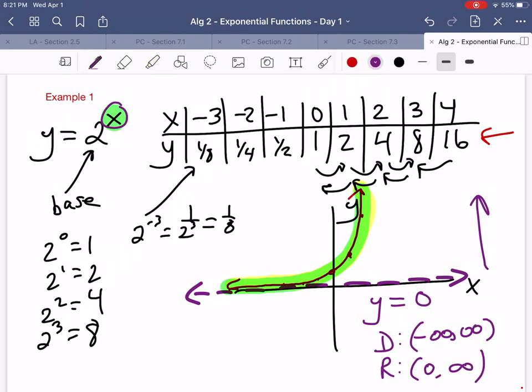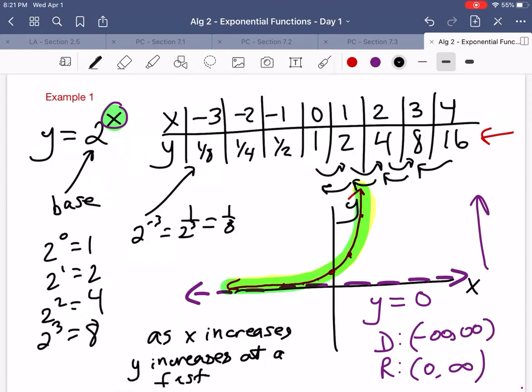So let's write that down. As x increases, y increases at a faster and faster rate. Sorry, I know my writing's atrocious.